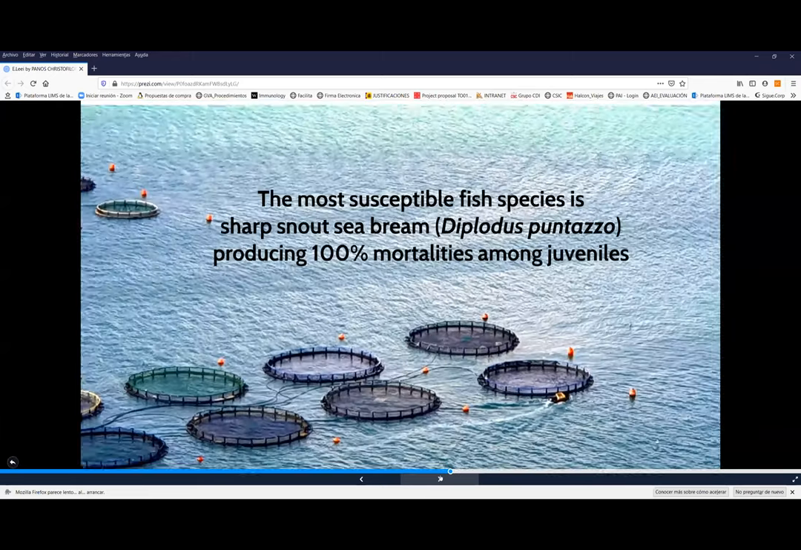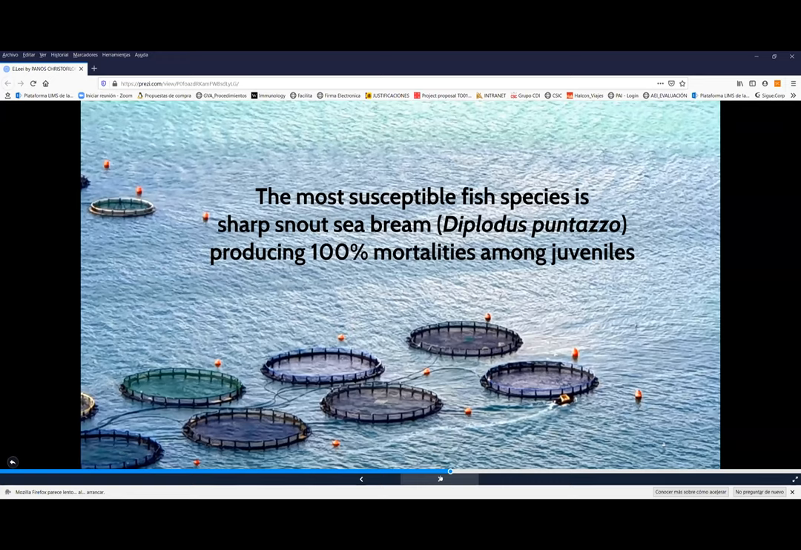This parasite, Enteromyxum leei, does not only infect gilthead seabream, it infects a wide range of species. The most susceptible is sharpsnout seabream, in which this parasite can cause around 100% of mortalities, and this has been a huge problem in the farming of this species.